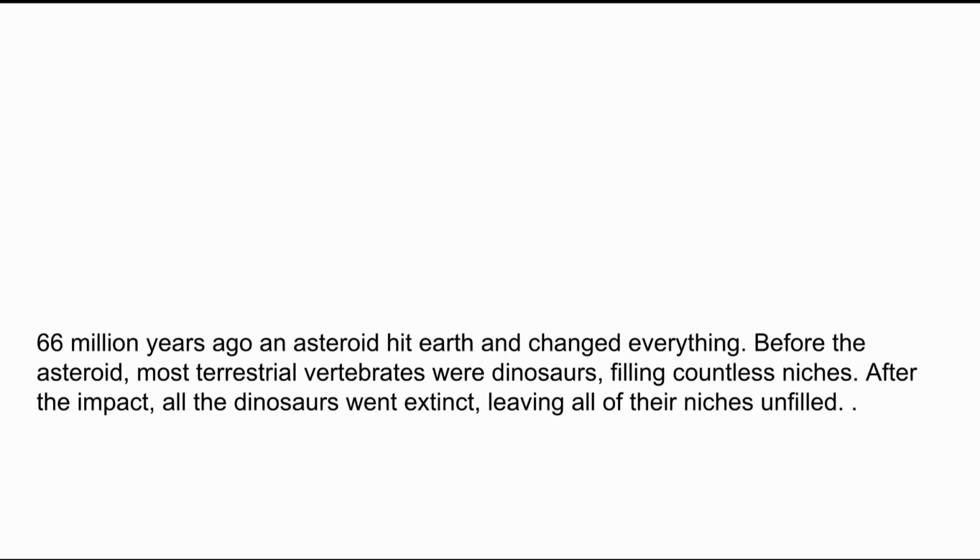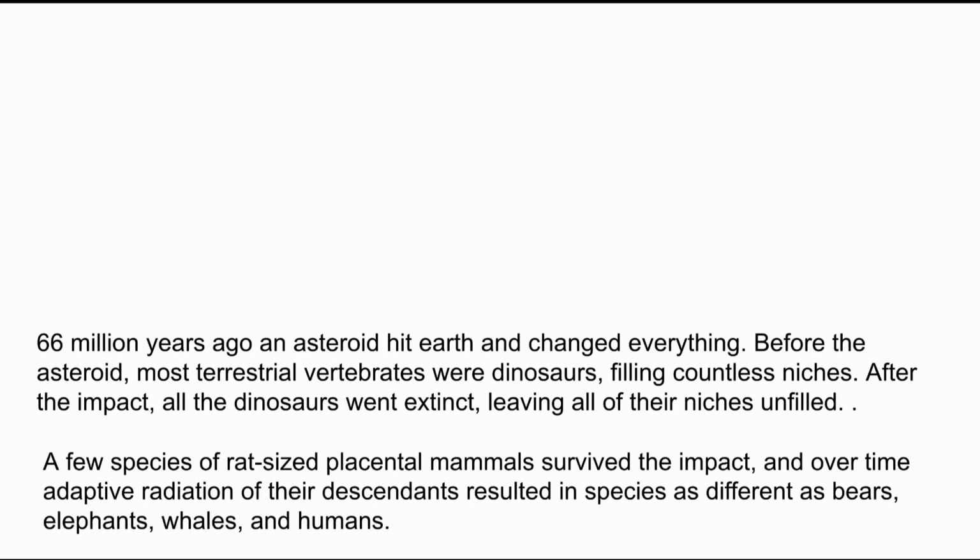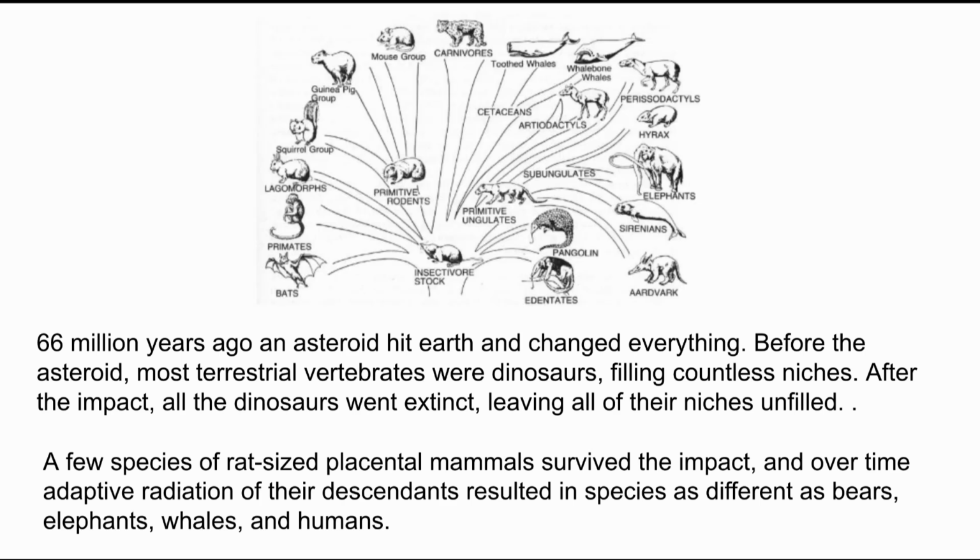66 million years ago, you've probably heard, Earth had a very bad day because an asteroid hit it and just changed everything. So before the asteroid, most terrestrial vertebrates were dinosaurs, and they filled pretty much all the niches that were there. But after the impact, they went extinct. And so there were all these unfilled niches. And so what you had was this little tiny rat-like organism that over time is like, whoa, all the dinosaurs are gone. And evolution slowly changed it to become all the different things.